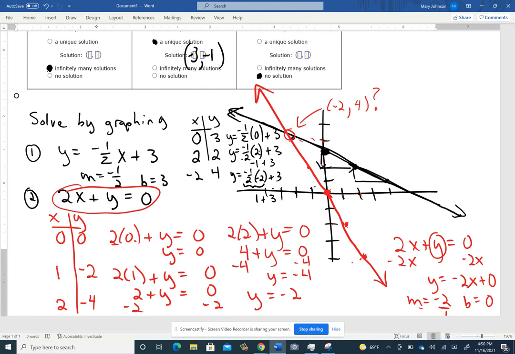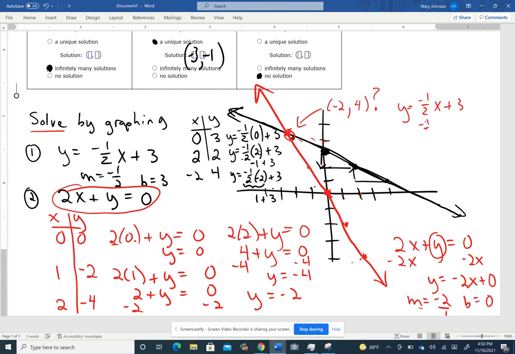So I'm supposed to be solving the system by graphing. So after I get it graphed, I have to look and see if I can figure out the intersection point. It looks like maybe a negative 2, 4. So I'm going to actually try that in these equations to make sure it's on both of them.